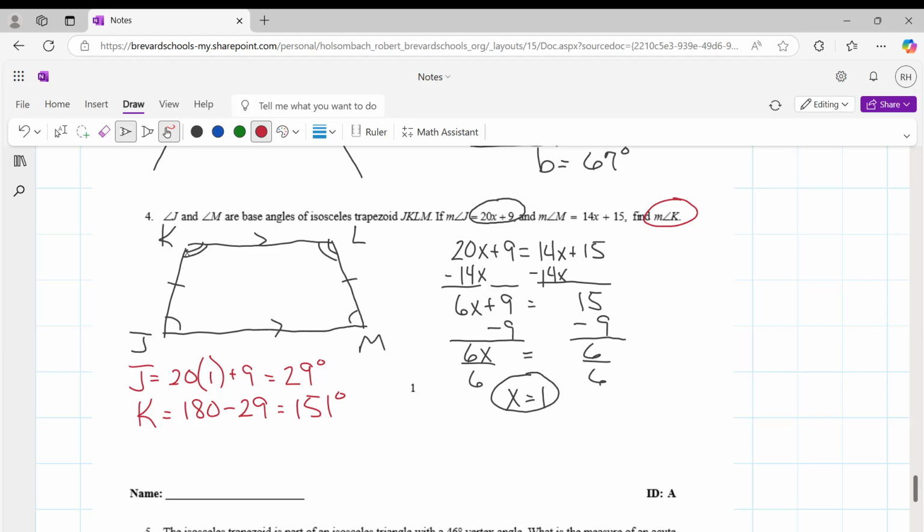All right, in a trapezoid, angles on the same side are supplementary. In an isosceles trapezoid, angles that touch a parallel line are congruent.